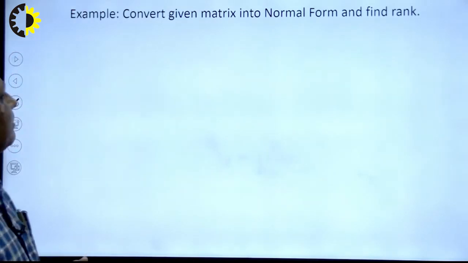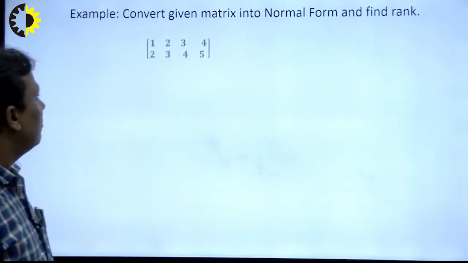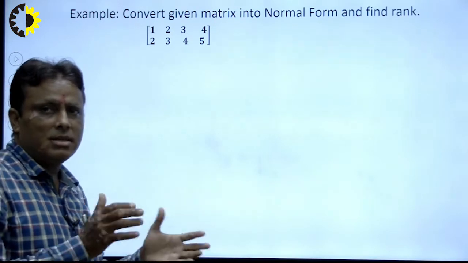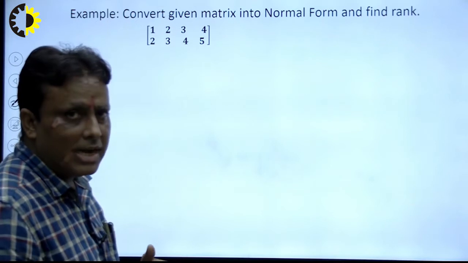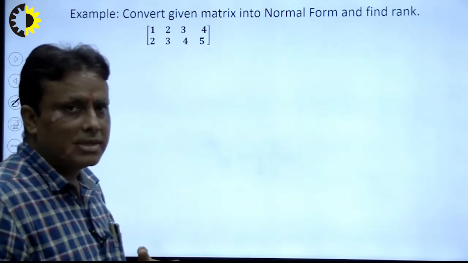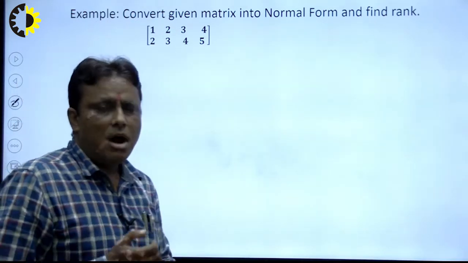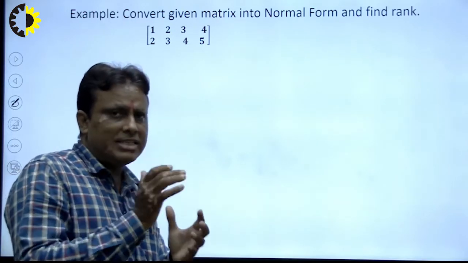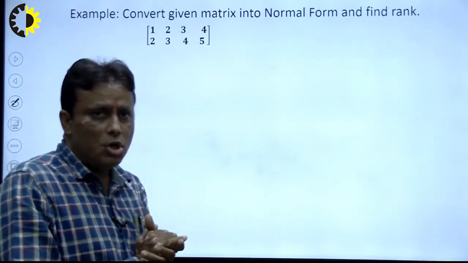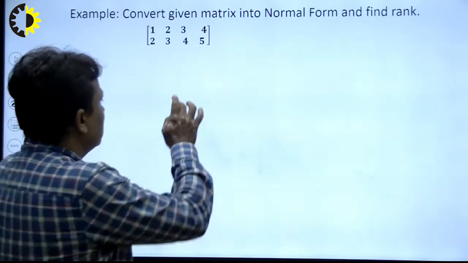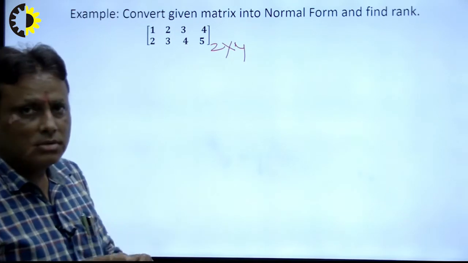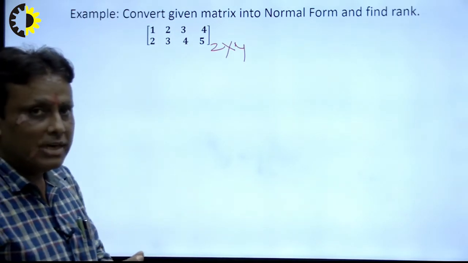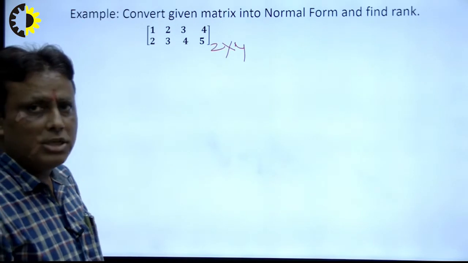Now suppose we consider a problem. Example: convert a given matrix into normal form and find the rank of the matrix. This is the most important question, and the order of this matrix is 2 by 4. So how to convert this matrix? Immediately we can find what the rank will be. The rank depends on the number of rows, and the order of this matrix is 2 by 4. So the rank depends on rows, and there are 2 rows. So we calculate here by using the normal form.